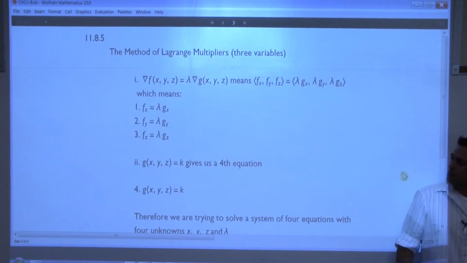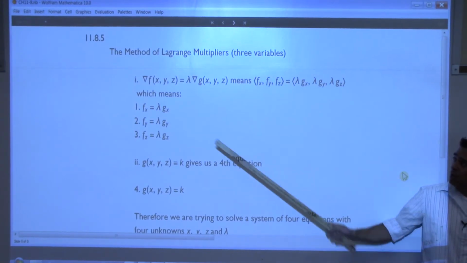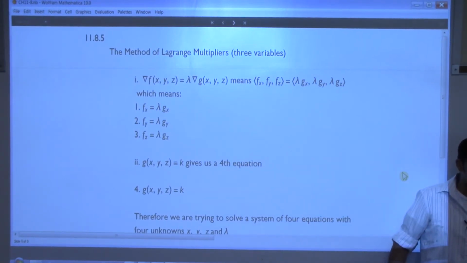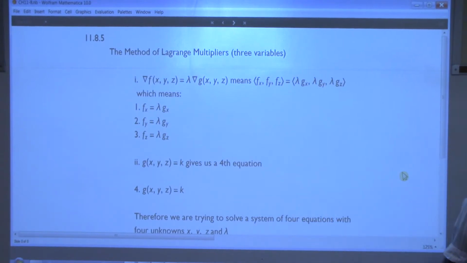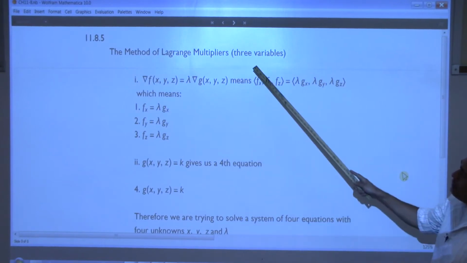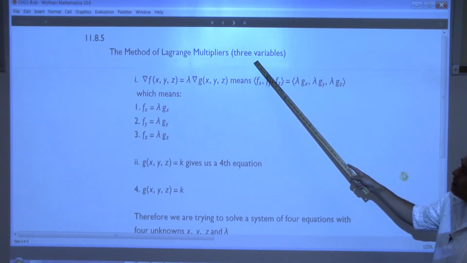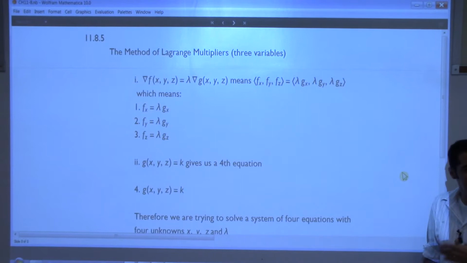And this method actually extends out. You can go further than a function of three variables. You can go to a function of four variables, five variables. That's what makes it so powerful. And then, as you'll see at the end, you can have more than one constraint also. So where I'm going to pick up is when we have a function of three variables, how it is that we can find the maximum or minimum.